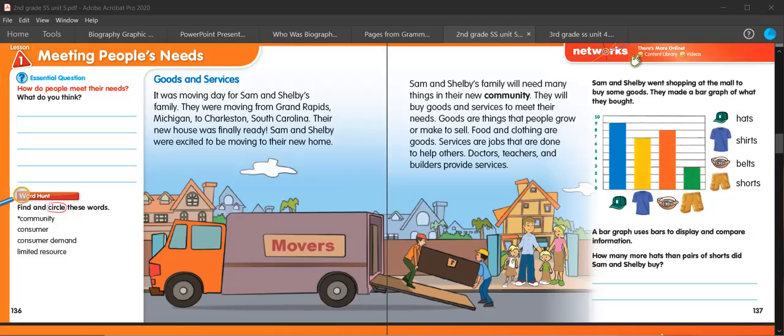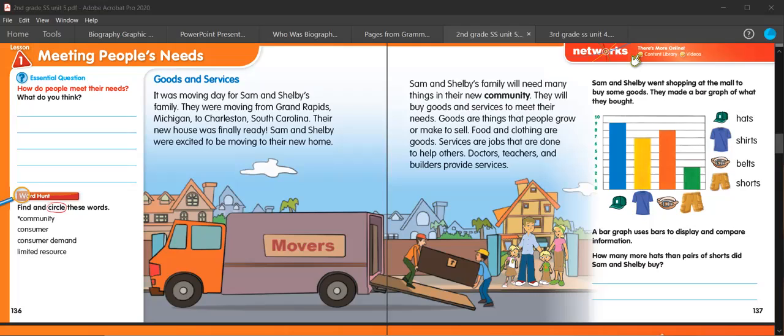So we know that they bought 9 hats. For the t-shirts, this yellow bar, we're gonna go up to the top and we'll follow it across and we'll see that they bought 7 t-shirts. Same for the belts, follow that orange bar all the way up. And then across, we see that they bought 8 belts. And the green bar for the shorts, we see that they bought 3 shorts.